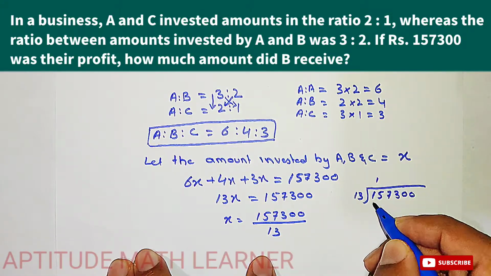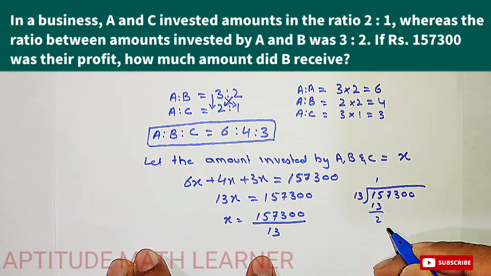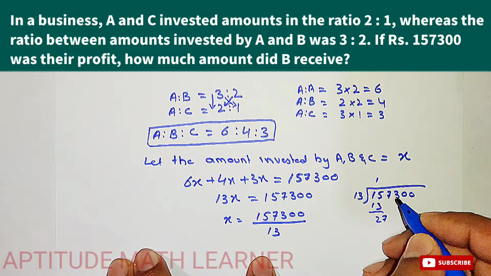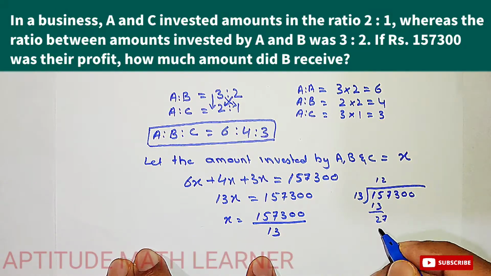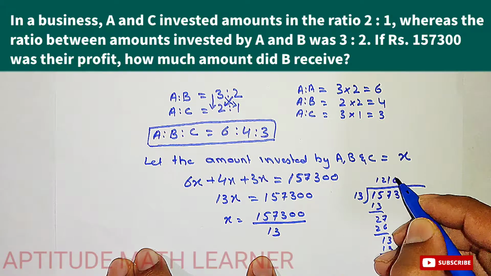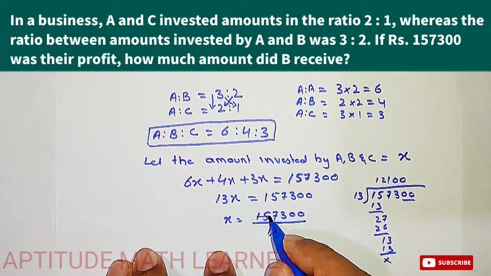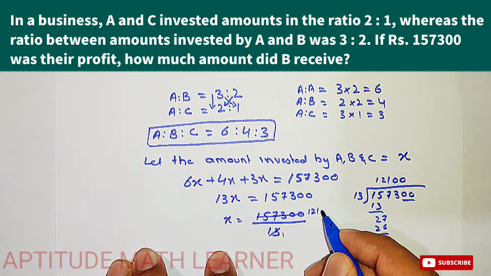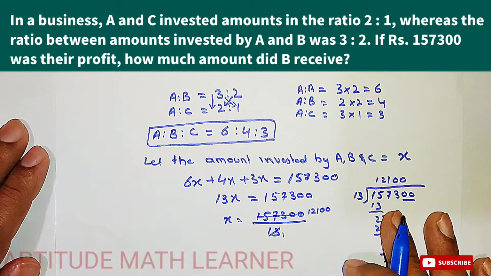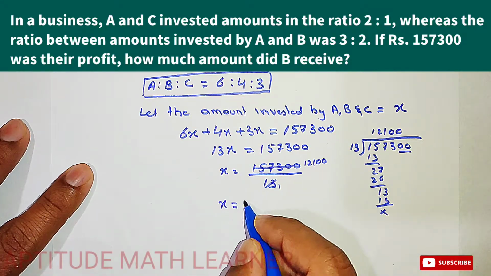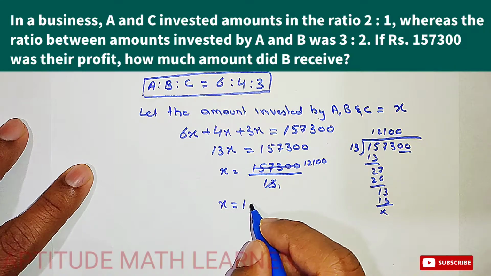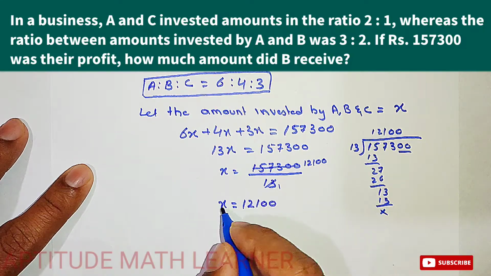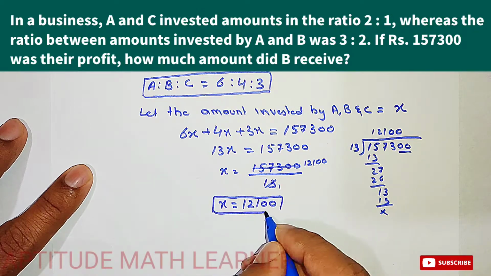Here 13 ones are 13, so we get 2, and this 7 comes downward, and 13 twos are 26, and here 1 remains. This 3 comes downward, and 13 ones are 13, so we get 0. Two zeros are remaining, so we put them here. So after dividing we get 12,100. So this is the value of x.